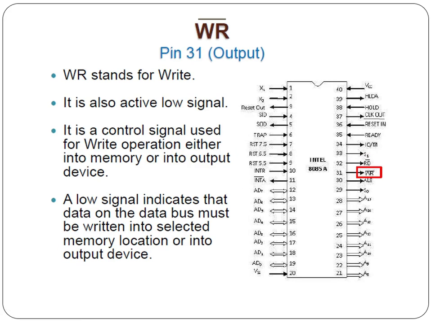Next is WR bar. The write control signal is similar to the read control signal. It is also an active low signal. The microprocessor places the data on the data bus and makes the WR bar signal low. This tells the external device that when the WR bar signal goes low, it should read the data from the data bus.